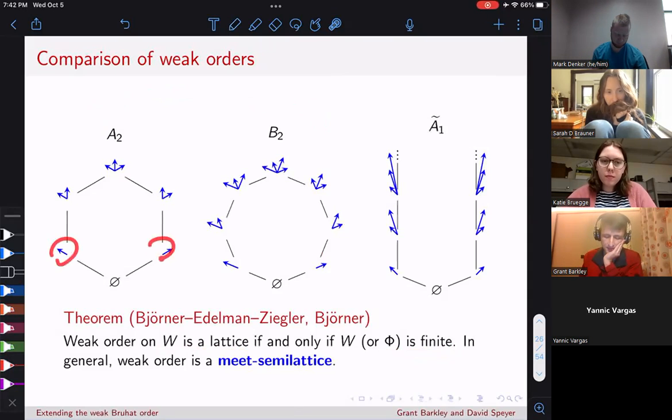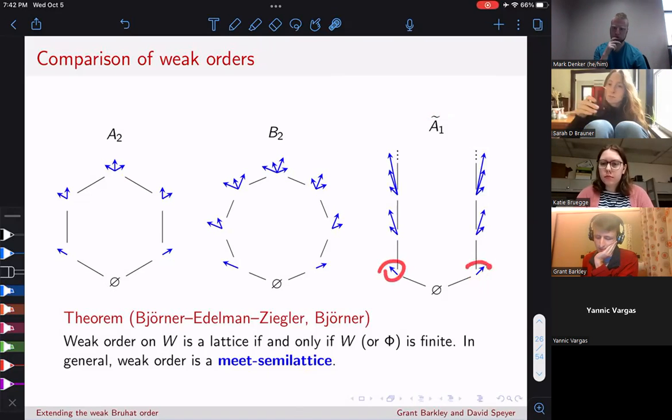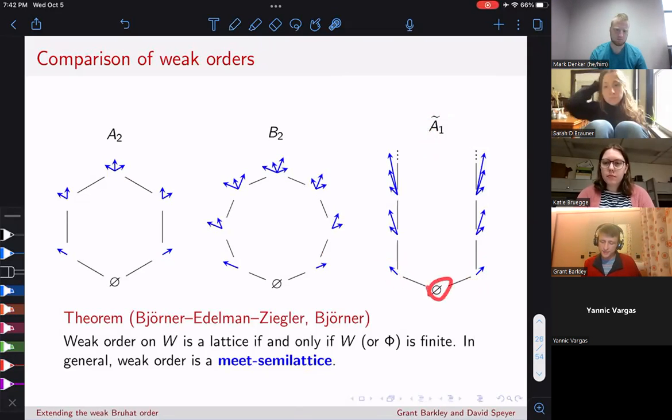Okay, so in this case, that's these two things. You can see that any pair of elements has a least upper bound. So here that's this, and it has a greatest lower bound. So here that's this. And then same thing in here. Okay, and this is not a finite root system, so this should fail to be a lattice. The thing that it fails to do is have a common upper bound for these two elements. There is nothing up here which is a common upper bound for those two elements. However, there is a greatest lower bound, which is this. So Bjorner proved that this order is always a meet semilattice, meaning that there are always greatest lower bounds.